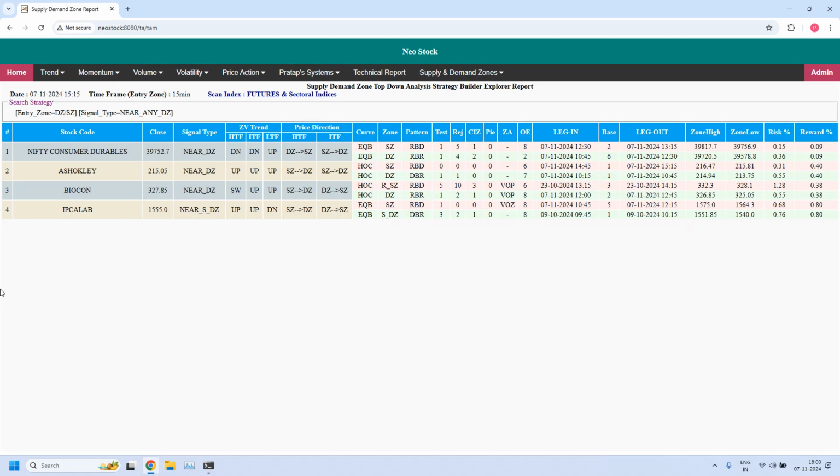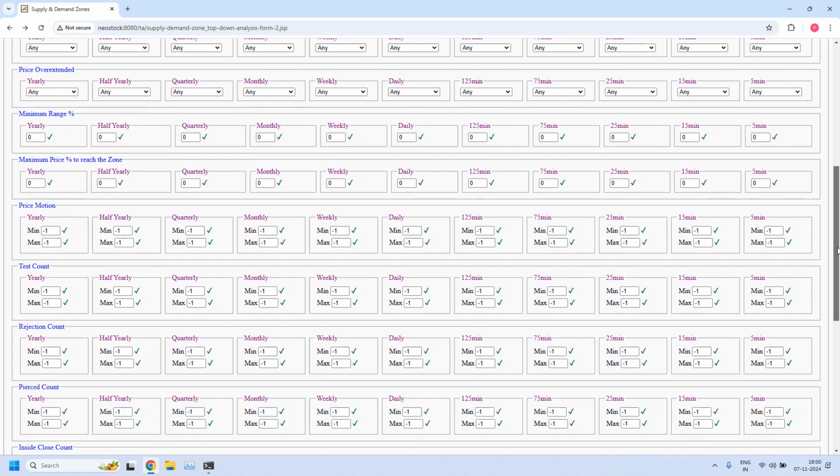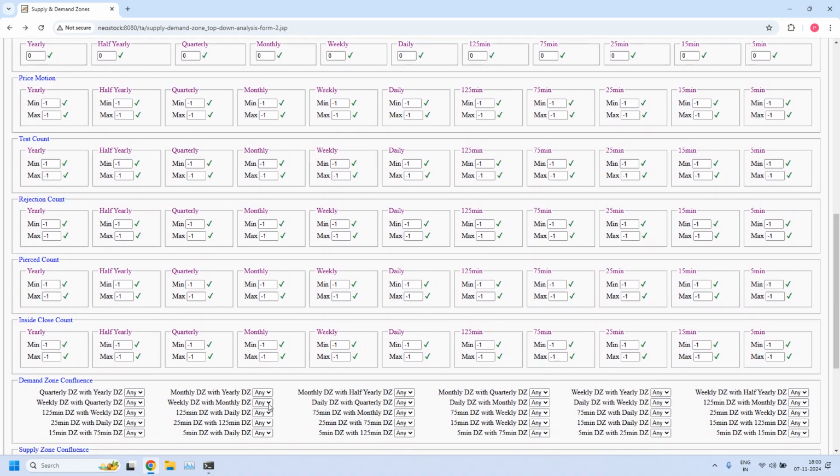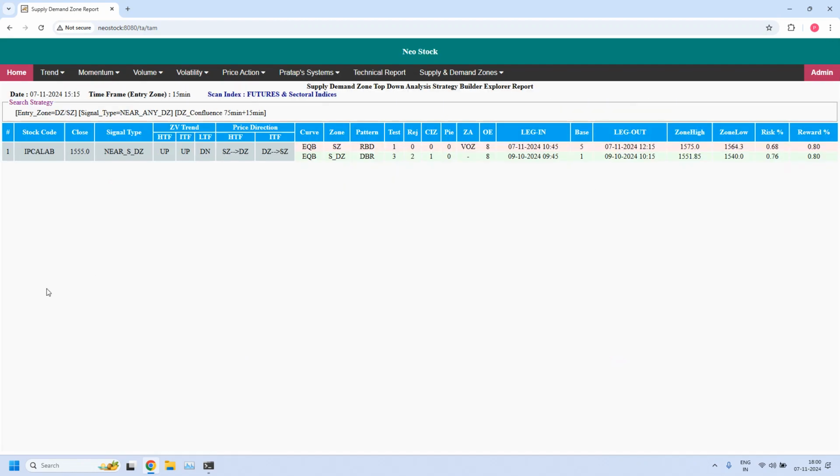4 stocks are filtered. Let's verify any of these 4 stocks are having ITF confluence, demand zone confluence. That is 15 minutes demand zone with 75 minutes demand zone confluence. Let's filter. We got 1 stock. In this stock, the 15 minutes demand zone is part of the 75 minutes demand zone. This is the 15 minutes high liquidity demand zone.